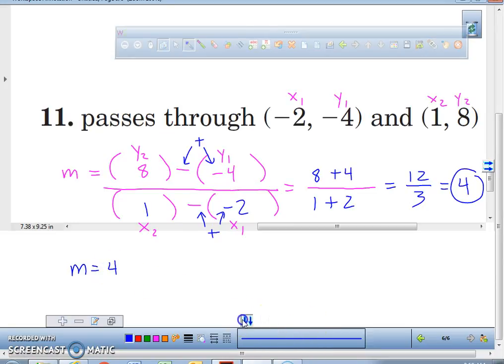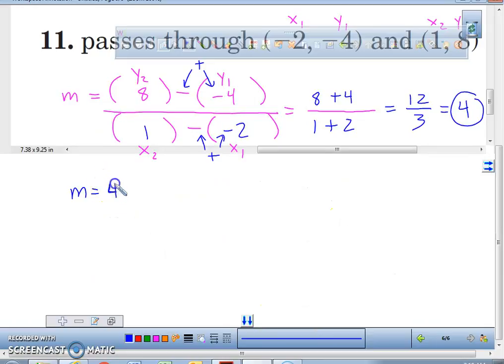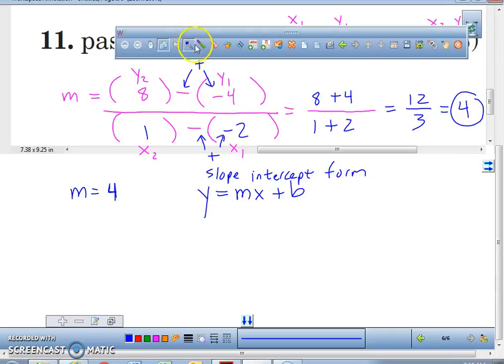Alright? Now, what I want you guys to do right now is we are now going to use slope-intercept form to solve this problem. So right now, in your journal, you're going to practice using slope-intercept form. What did we just find? We found the slope. So the first thing when you use slope-intercept form, plug the slope in, everybody. Say y equals 4x plus b.